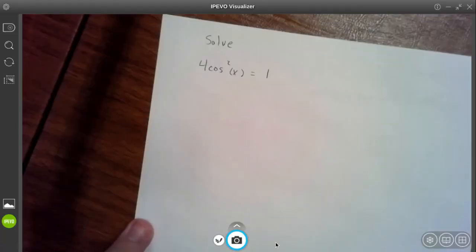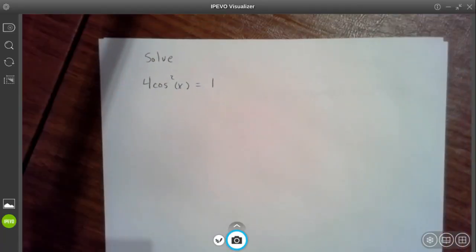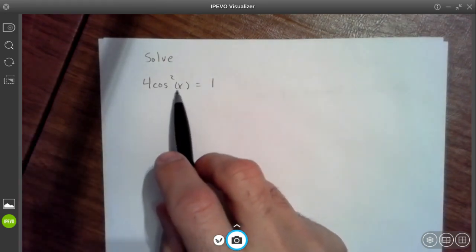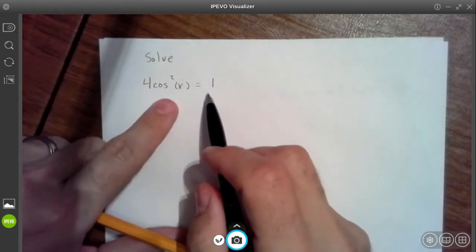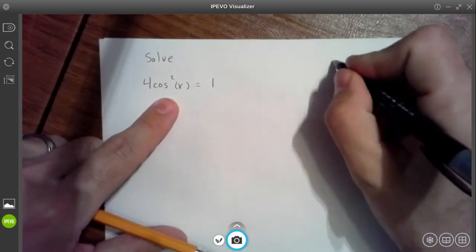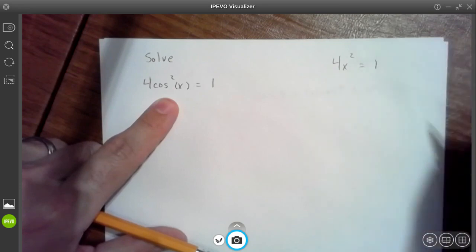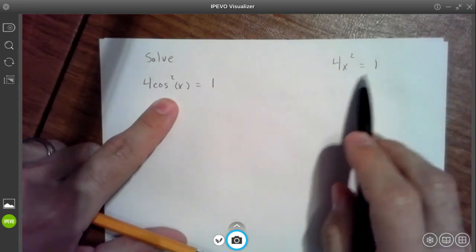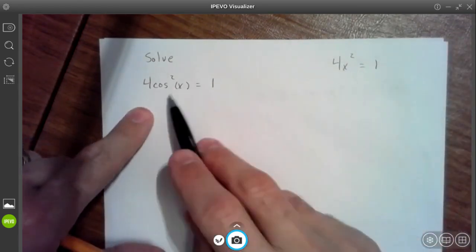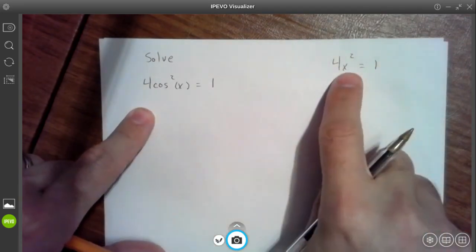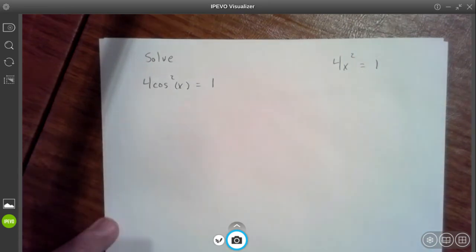All right, so in this video, we're going to start looking at trig equations that are quadratic in nature. They resemble quadratics. Here I'm asked to solve 4 cosine squared x is equal to 1. So if you remember how to solve 4x squared equals 1, whatever steps you would have used to solve this can be the same steps you use to solve this. Just my x here is really a cosine.